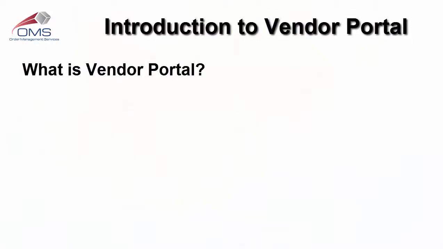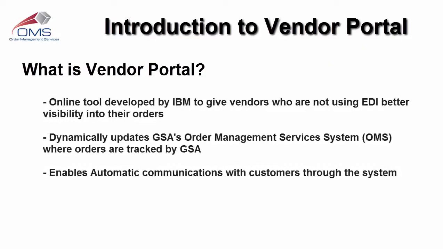What is Vendor Portal? Vendor Portal is an online tool developed by IBM to give vendors who are not using EDI better visibility into their orders. Vendor Portal dynamically updates GSA's Order Management Services System, or OMS, where orders are tracked by GSA. It also enables automatic communications with customers through the system.